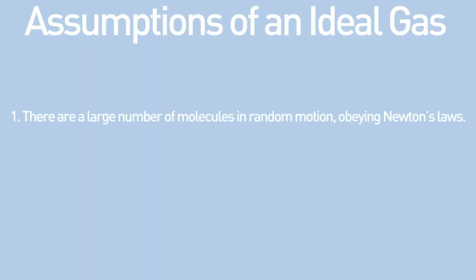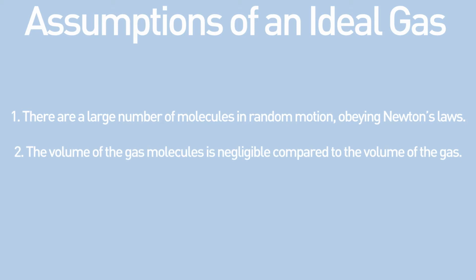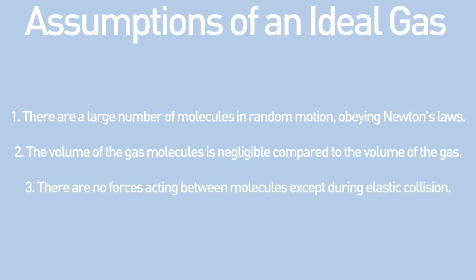Alright, so what does it mean for something to be an ideal gas? There are no gases in the realistic universe that actually are ideal. And to be ideal, it has to satisfy these three assumptions. Firstly, that there are a large number of molecules within the gas that are always in random motion, and they always obey Newton's laws of motion. Secondly, the volume of the molecules of the gas is negligible compared to the total volume occupied by the gas. And thirdly, there are no forces acting between the molecules except during the negligible time of elastic collisions between the molecules. So these are three assumptions of an ideal gas.